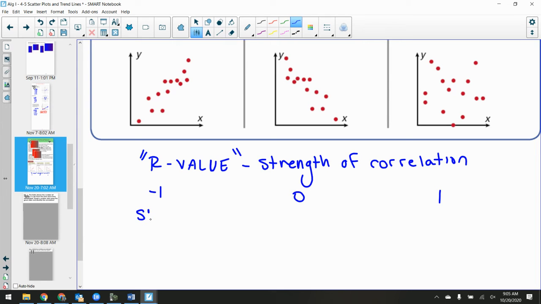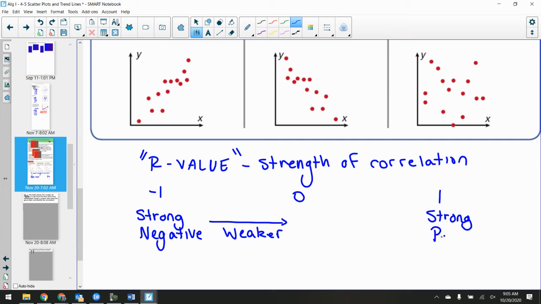Over on the -1 side, that is considered a strong correlation, the strongest you could possibly get, but in a negative direction. So a negative sloping line. As you get closer to 0, it gets weaker. On the positive side, that's a strong correlation over here, but in the positive direction. And as you continue to get closer to 0, it gets weaker. And at 0, there is no correlation.